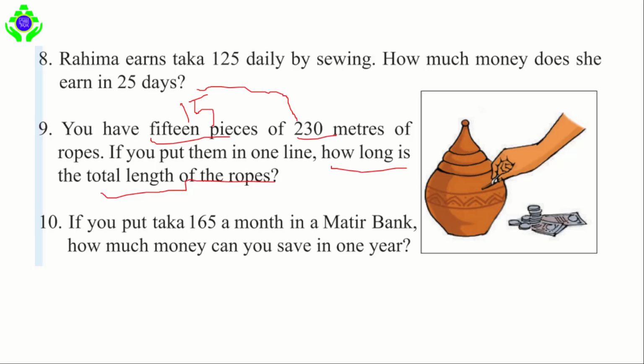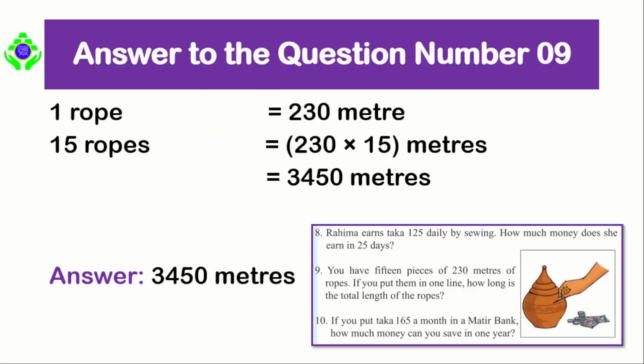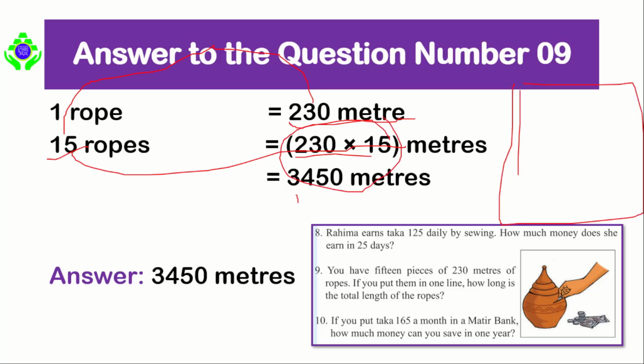So let's solve this. In the first line, I can write one rope is equal to 30 meters. Then 15 ropes is equal to 30 into 15. I multiplied this 15 with this 30. And if I calculate this on my right side like the previous one, the answer should be 3450 meters. And that's the answer of this question.